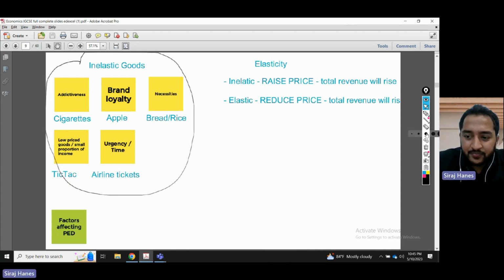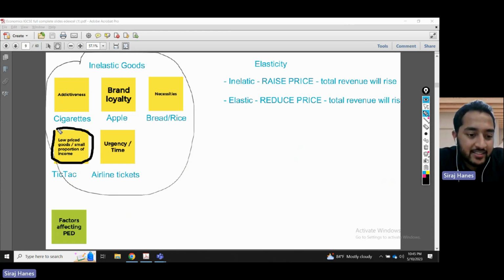And the next thing, lower price goods, a small proportion of your income. Tic Tac, let's say. I wonder if Tic Tac's in your country. It's a small little mint. It's so low valued. Or let's even take toffees, if it's not Tic Tac.